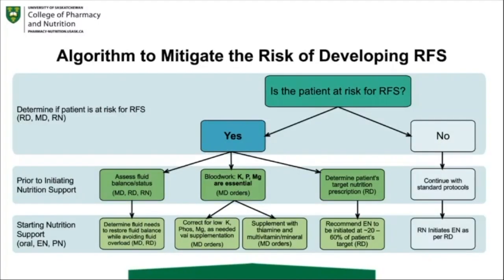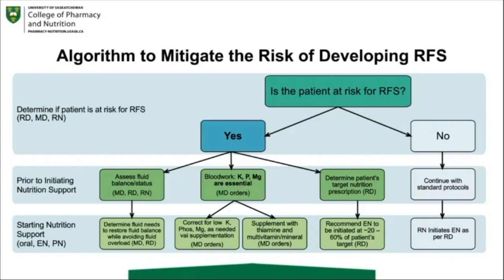Fortunately, refeeding syndrome can easily be prevented, but it requires a coordinated effort from the multidisciplinary team. To do so requires a four-pronged approach. First, the team must identify whether a patient is at risk of refeeding syndrome, as per the general criteria we previously outlined. If it is determined that the patient is at risk, then the following actions must be taken prior to and during the initiation of nutrition support, whether it be enteral, parenteral, or even an oral diet.